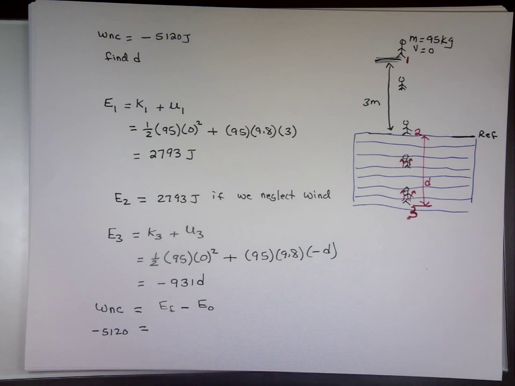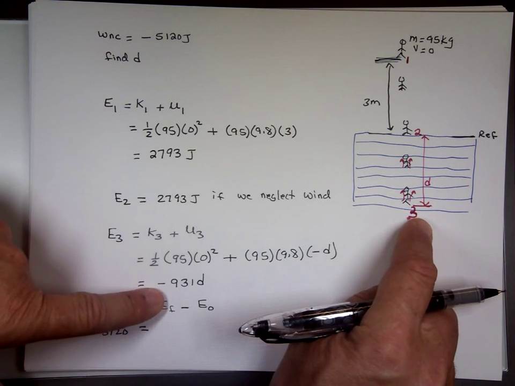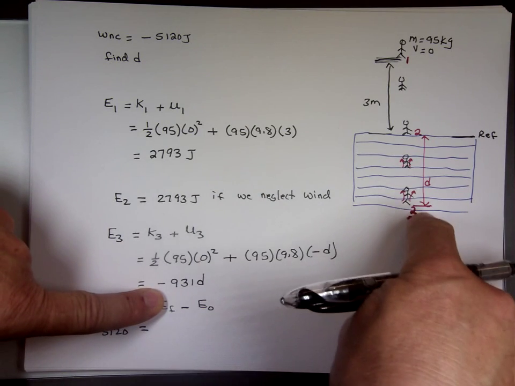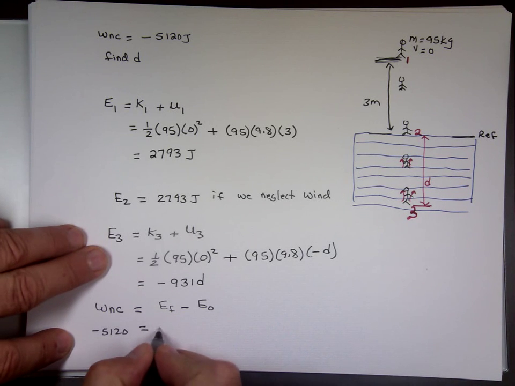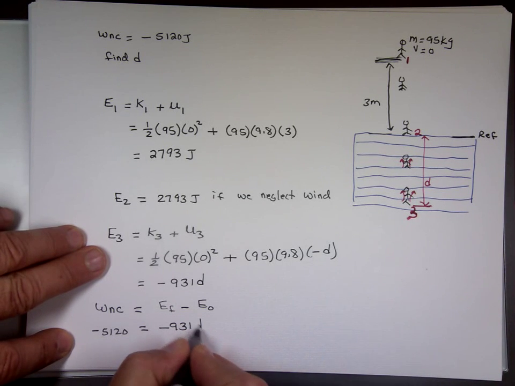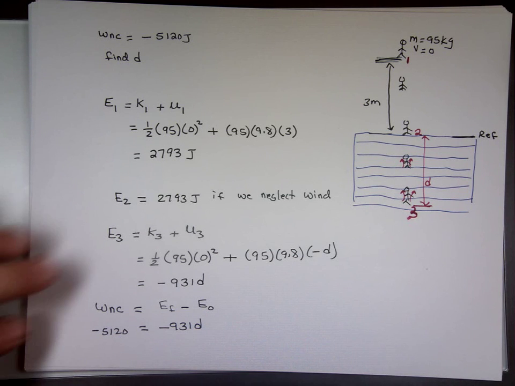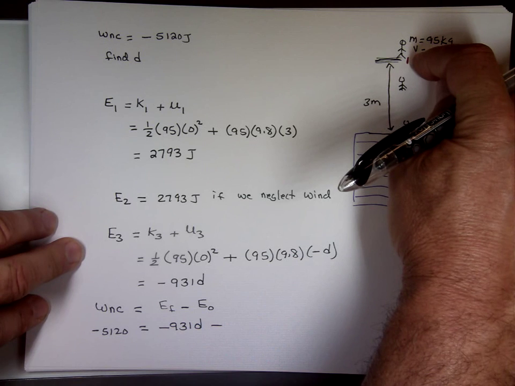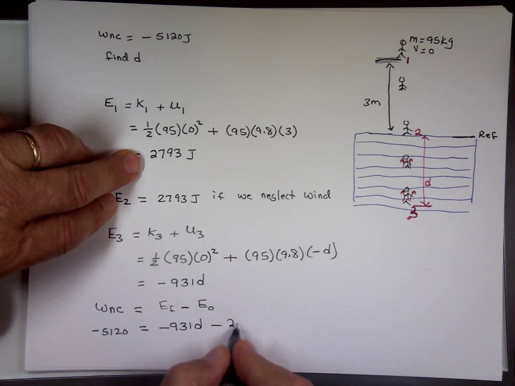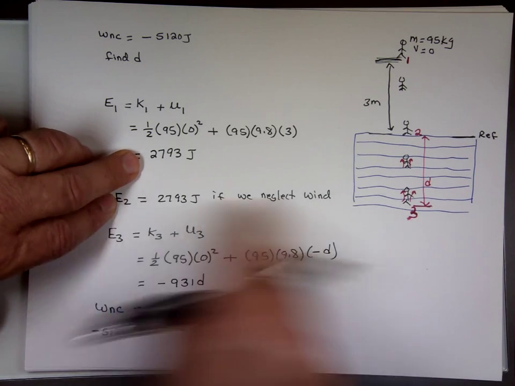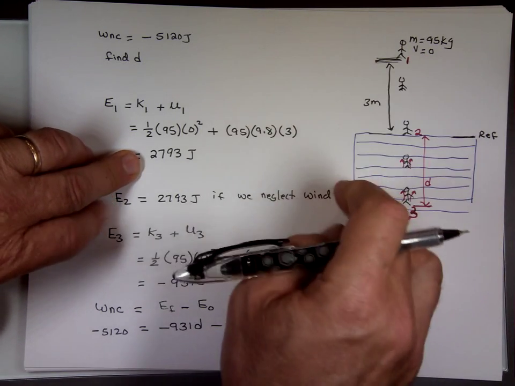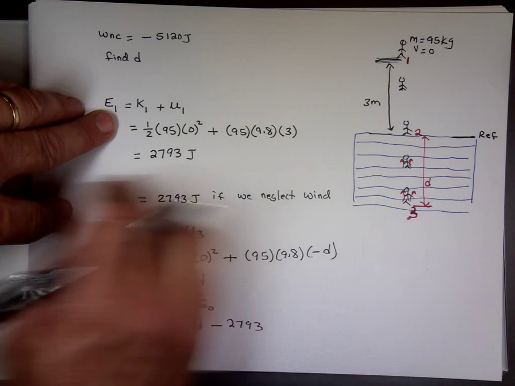The final is this one. That's the final, that's your initial. You started here and you stopped here. That's your final spot. How much mechanical energy? Negative 931d, minus the initial value, how much you had at the top? 2793. I didn't want to touch this because the problem never said neglect the wind here. It never mentioned that, so I'm not going to make that assumption. So I'm not even using that. If it did, I can look at it that way.